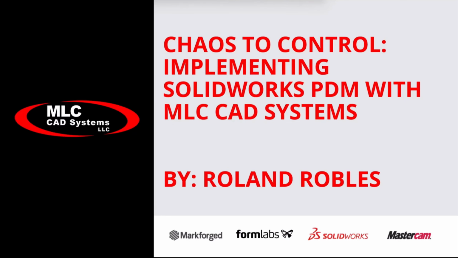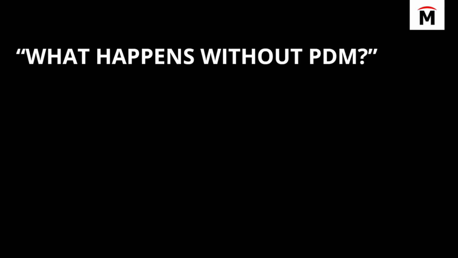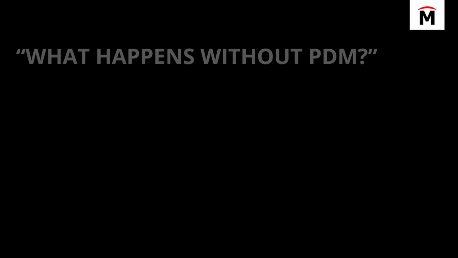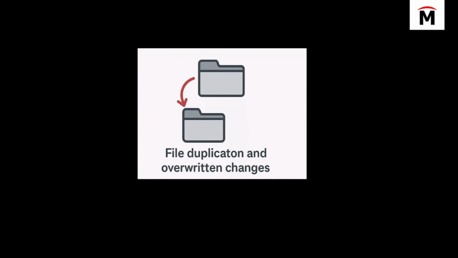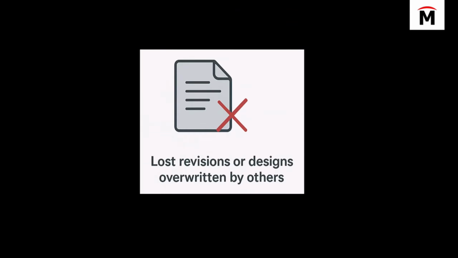When managing organizations, specifically technical organizations, there are many challenges that come with creating massive amounts of data. So what happens when we're not using a PDM tool? File duplication and overwriting changes is always one of the key contributing factors when somebody starts looking at PDM. Managing revisions and ensuring that we're not losing any history or overwriting history by others when collaborating is a challenge that always comes up the second you have more than one user.